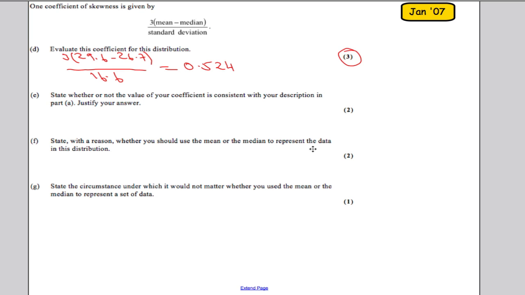So a nice handy 3 marks. State whether or not the value of your coefficient is consistent with your description in part A.